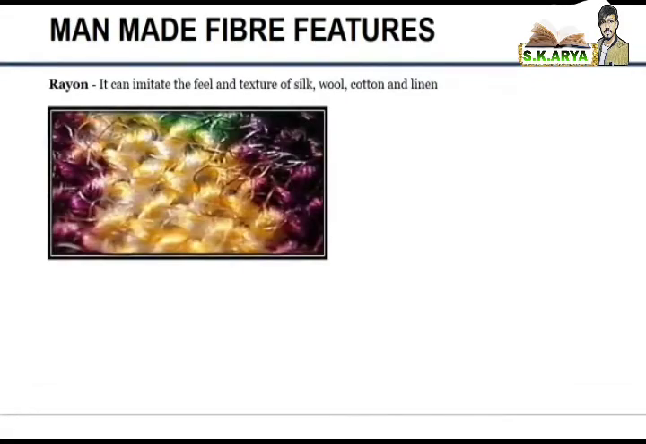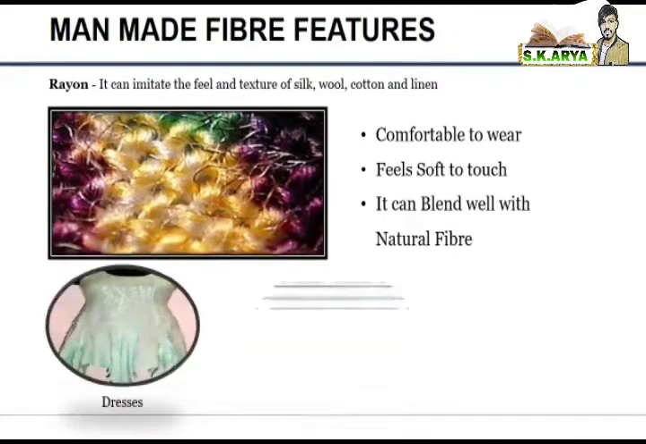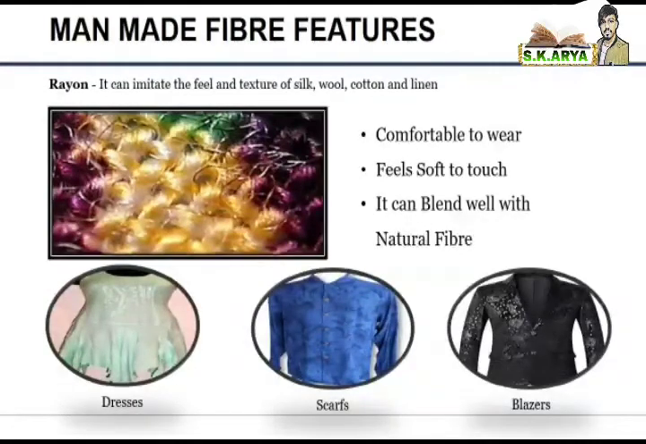Now let us learn some of the features of man-made fibers. Rayon. Rayon can imitate the feel and texture of silk, wool, cotton, and linen. And it is made from cellulose extracted from wood pulp produced from trees. Since rayon is comfortable to wear, feels soft to touch, and can blend well with natural fiber, it is used in the manufacturing of dresses, scarves, and blazers.